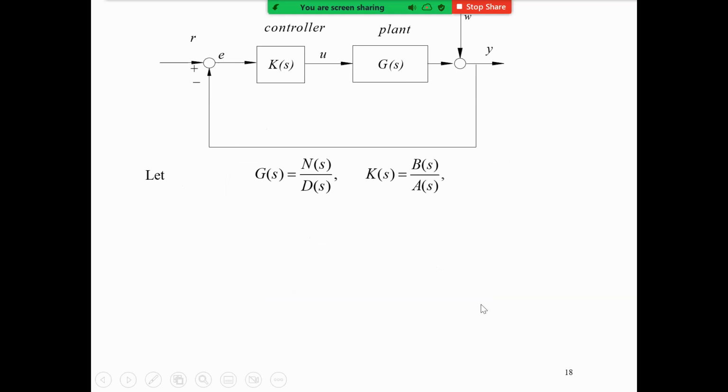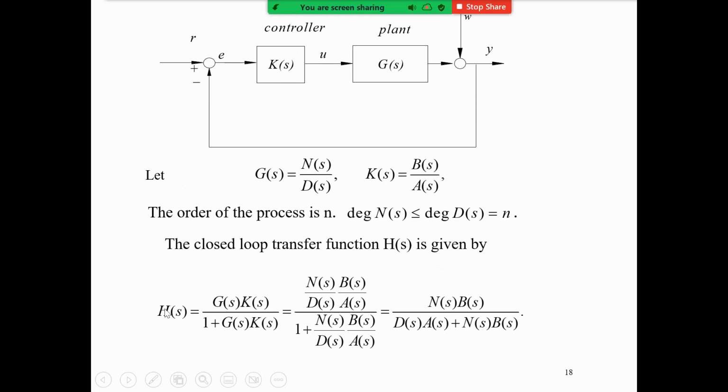Then let's analyze the closed loop transfer function. We get this. This is the form of this plant. This is the transfer function for this controller. N and D are given. You are trying to design A and B. We said the order of the process is N, which means the degree of this transfer function is N. We can compute the closed loop transfer function. It will be in this form. So you're given D and N, you try to figure out what A and B are.